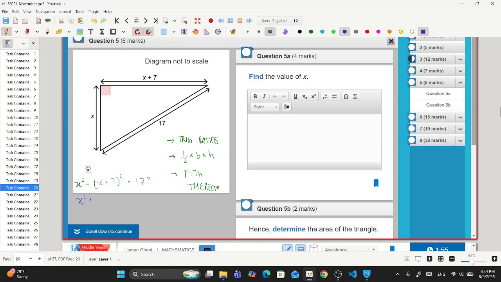X plus 7 whole squared can be opened like this. X into x is x squared. X into 7 is positive 7x. 7 into x is positive 7x. And 7 into 7 is 49. So this leaves you with x squared plus 14x plus 49 equals 17 squared. And then 17 squared is supposed to be 289.